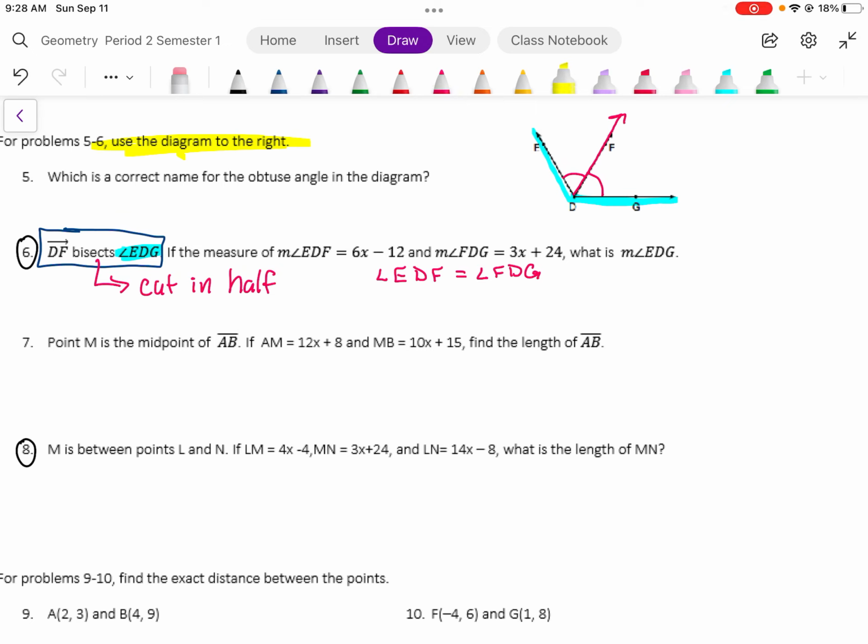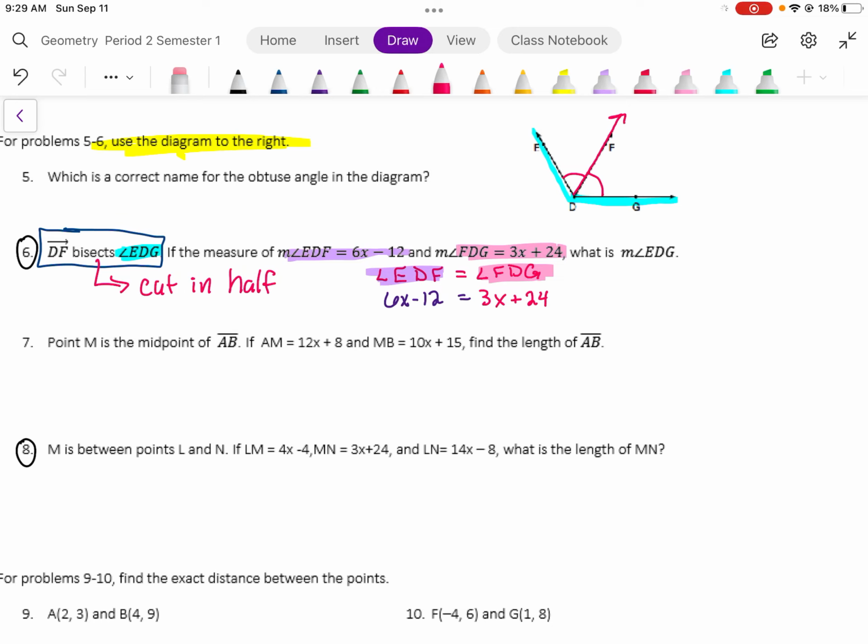Once we know that, we can look at the information they give us, and they tell us the measure of EDF is 6x minus 12, so we can replace that over here. And then they also tell us that FDG is 3x plus 24, so we're going to replace that on the right side.